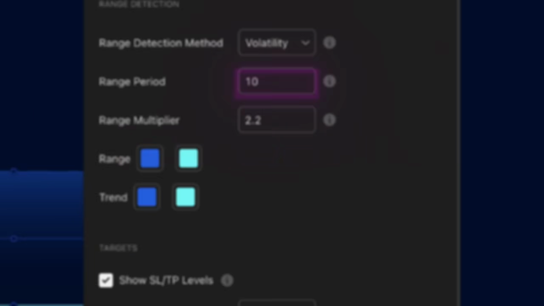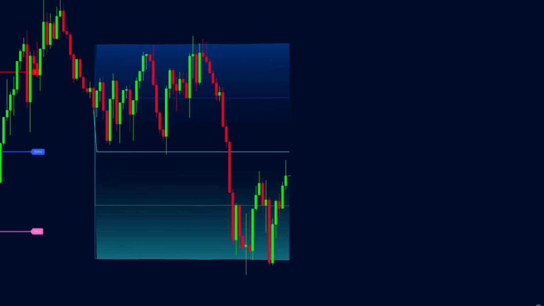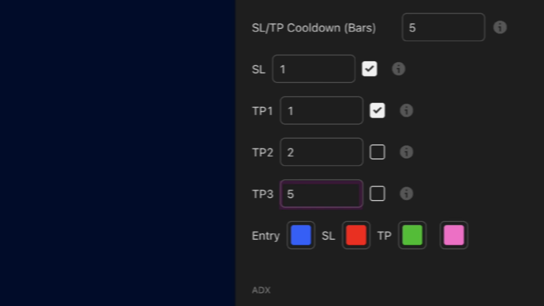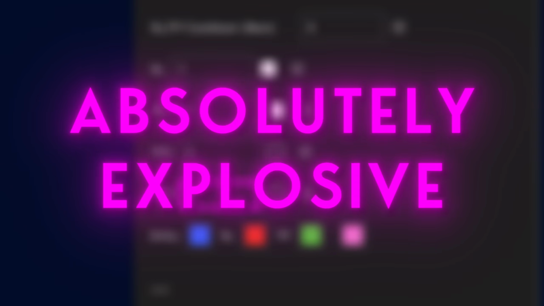For crypto, drop range period to 10 and increase range multiplier to 2.5. Crypto forms tighter, faster ranges, but with wider breakout potential. Use volatility mode exclusively, as crypto's 24/7 nature makes ADX less reliable. Set TP3 multiplier to 5.0 because crypto breakouts can be absolutely explosive.